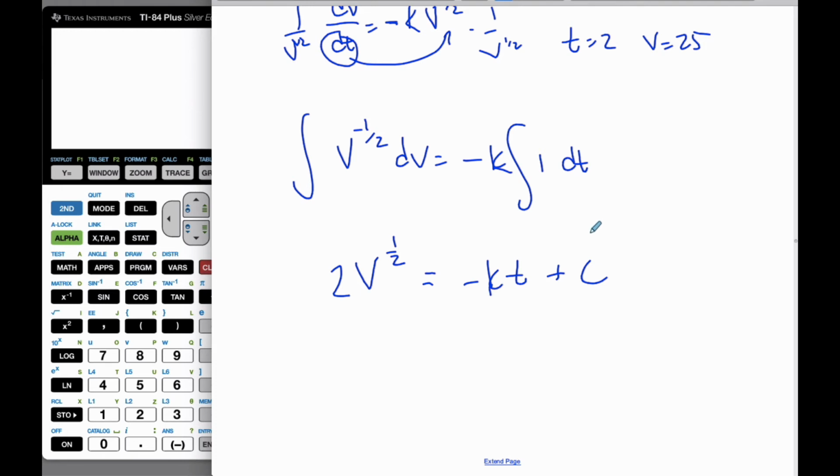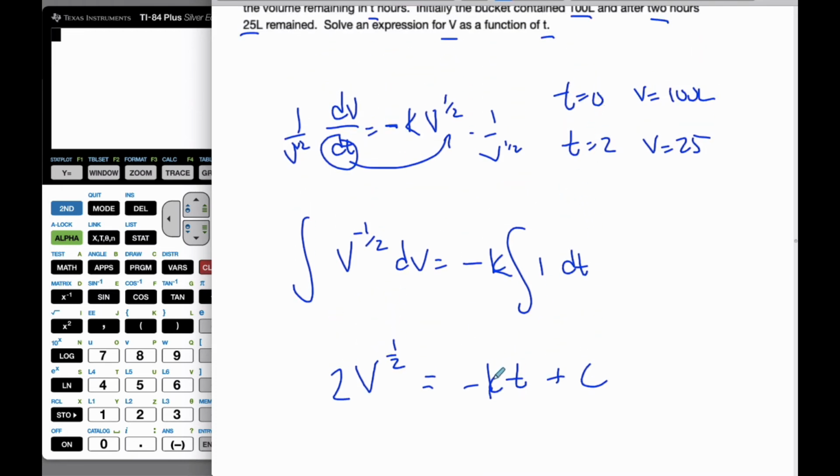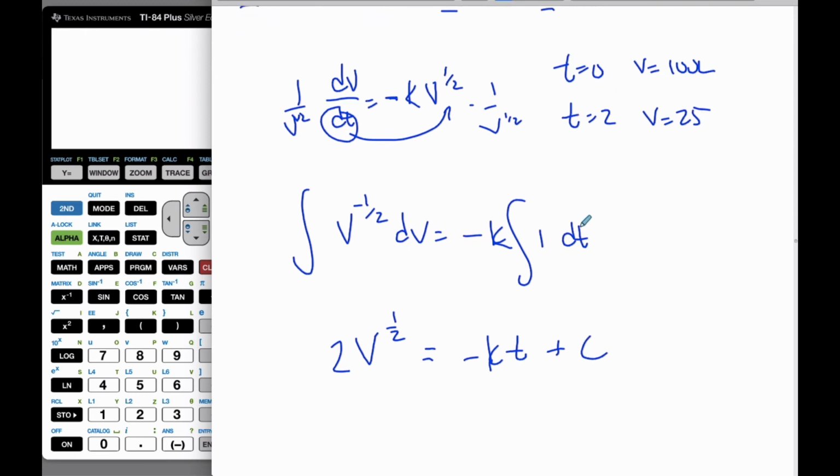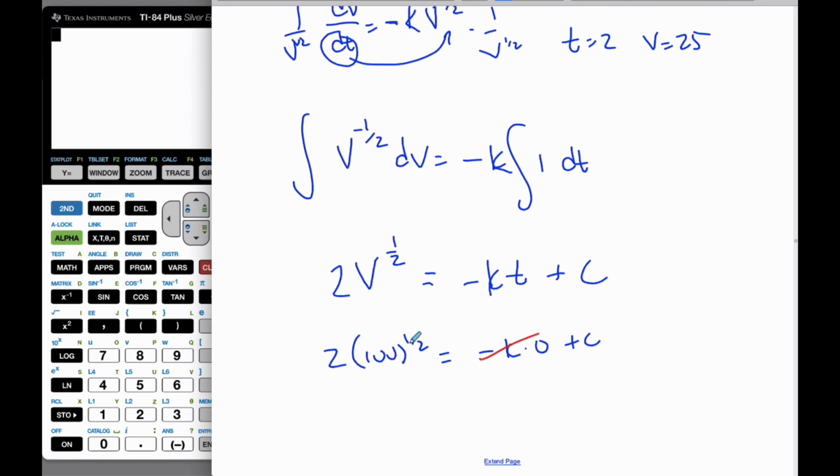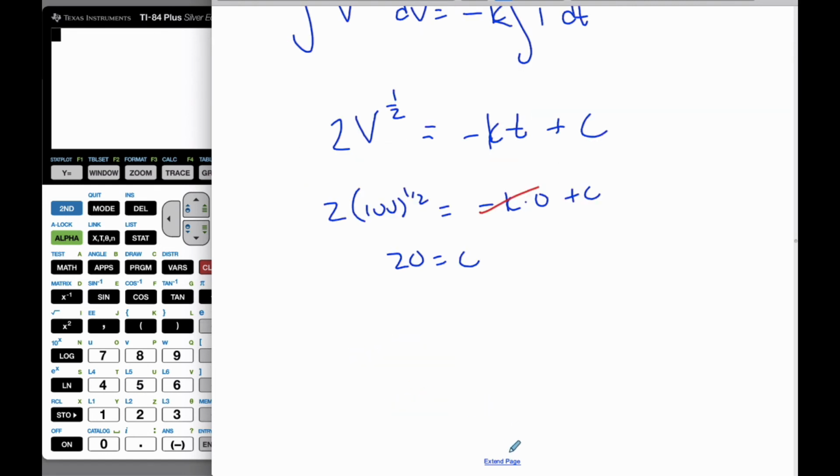And so now I have two values to find. I need to find k, and I need to find c. So let's start with the initial value. When t equals 0, the volume is 100 liters. So 2 times 100 to the 1/2 is equal to negative k times 0 plus c. Well, that's just 0. And so the 100 to the 1/2, the square root of 100, is 10, times 2 is 20, is equal to c. So now I know that 2v to the 1/2 is equal to negative kt plus 20.